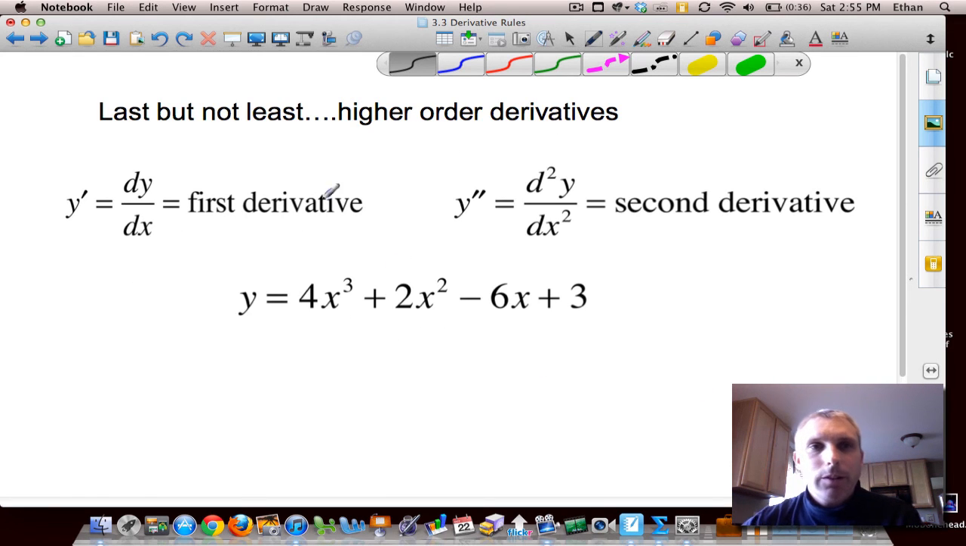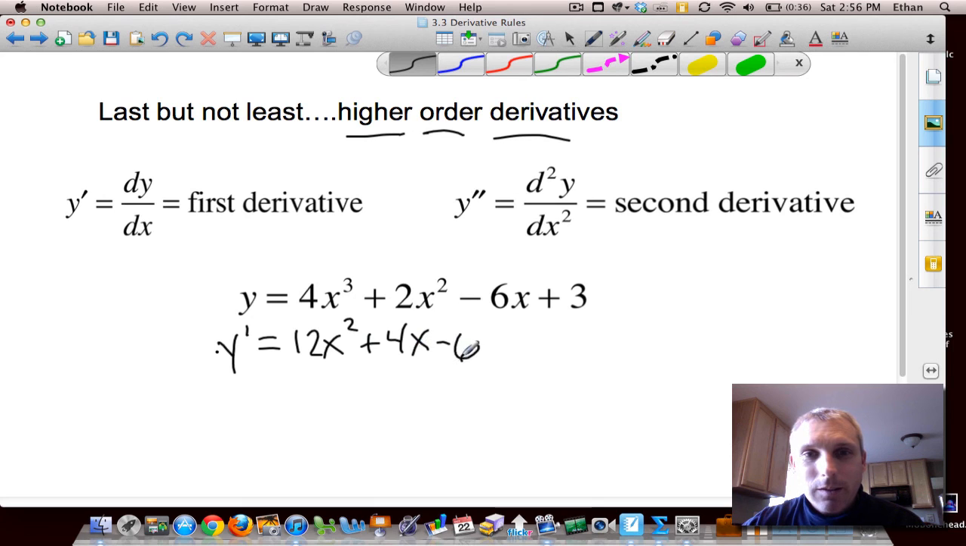And the very last thing I want to talk about here is higher order derivatives. Higher order meaning more than one derivative. Y prime, dy dx both mean first derivative. Y double prime equals d squared y over dx squared is your second derivative. So for example, y prime here would be 12x squared plus 4x minus 6. And my second derivative here would be, run through the whole thing again, 24x plus 4.